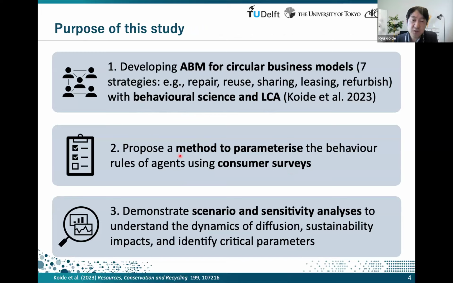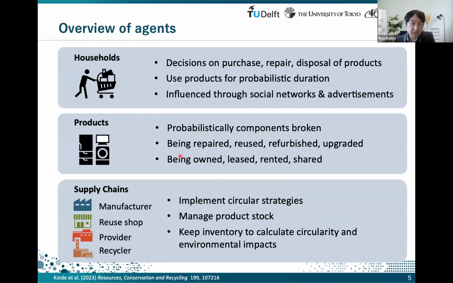And here I'm proposing a method to parameterize the model using empirical consumer surveys, and also demonstrating scenario and sensitivity analysis. Because of time limitation, I cannot explain all the details, but to provide just an overview, we have households as agents, and they make decisions on purchasing, maybe repairing, or disposing of products. They use a product for a certain period probabilistically, and they are connected through social networks and influenced by advertisement. And we also have products as more passive entities, and they become probabilistically broken.